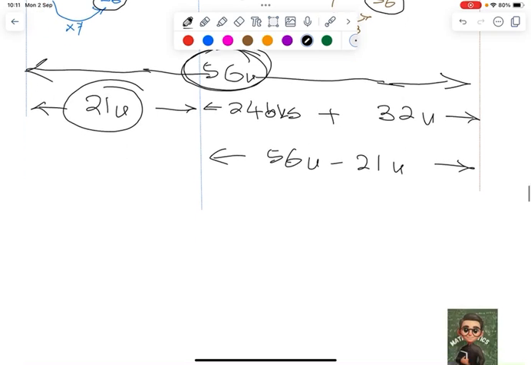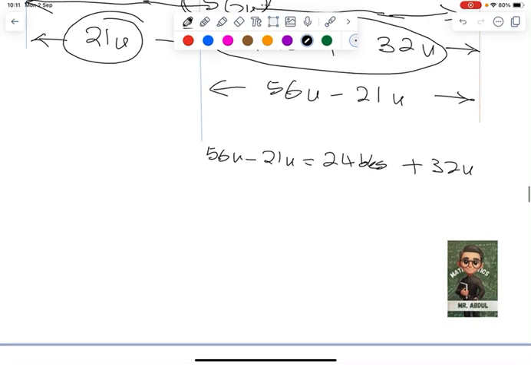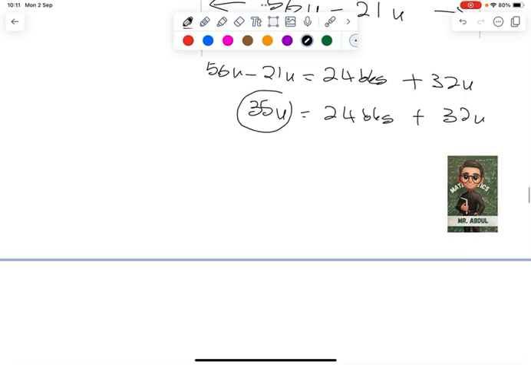In other words, your 56 units minus 21 units will also be equal to 24 books plus 32 units, right? Okay, so what can we do? 56 minus 21 gives you 35 units, equal to 24 books plus 32 units. Which one is bigger, 35 or 32? Obviously 35 is bigger, so 32 has to go to the bigger ones, right?